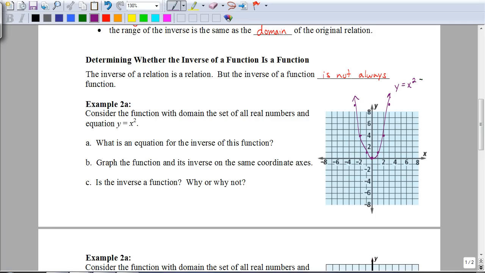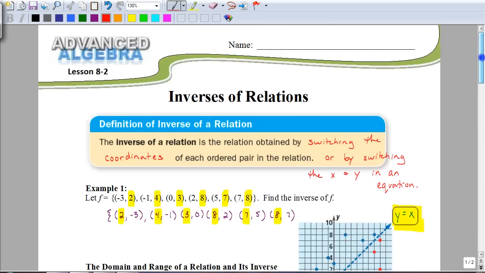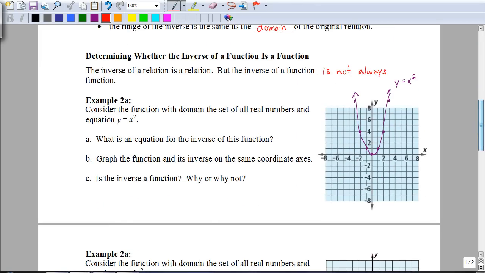Now it says, what is an equation for the inverse of this function? Well, like we said in the second part of this box, if we have an equation, we're going to switch the x and the y. So to find the inverse of this, I'm going to switch the x and the y, so it's going to be x equals y squared. And to graph that, I'm going to make a table over here. Well, we don't need to make a table. Well, yeah, let's go ahead.